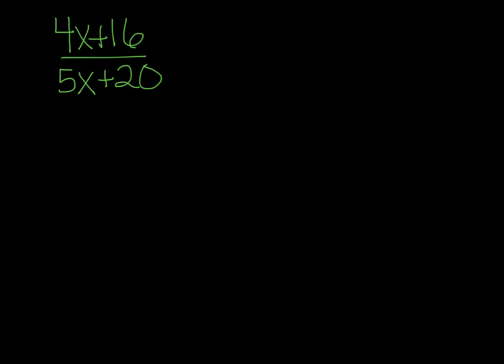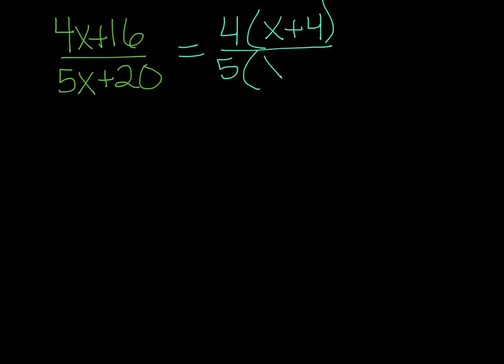Okay, simplify this: 4x plus 16 over 5x plus 20. The rule says to factor first. For 4x plus 16, both of those have a 4 in common. When I factor out that 4, I have x plus 4, because 16 is 4 times 4. Then 5x plus 20 have a 5 in common. Take out the 5, and we have x plus 4, because 5 times 4 is 20. Now that we have matching groups, we can cross out the groups. And so our final answer is 4 over 5.